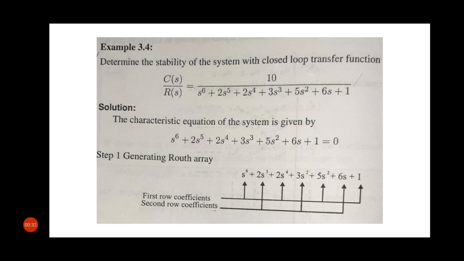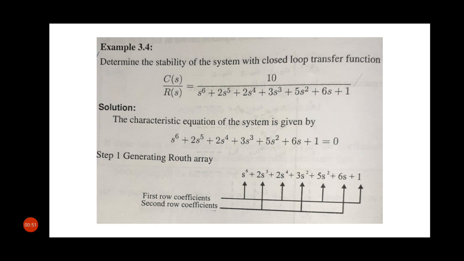From this transfer function we can write the characteristic equation as s^6 + 2s^5 + 2s^4 + 3s^3 + 5s^2 + 6s + 1 equal to 0. So the first step is generating the Routh array.